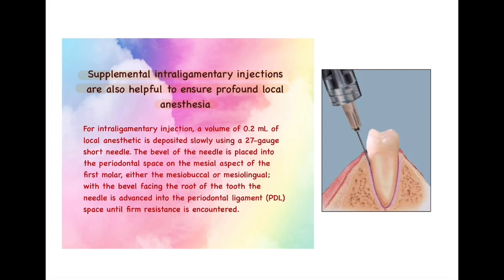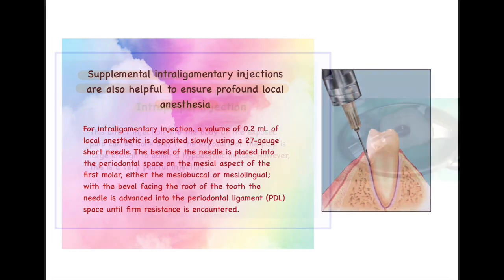Either we can use the mesiobuccal or the mesiolingual aspect, and the bevel should be facing the root of the tooth. In such a position, the needle is advanced into the periodontal ligament space until we experience a firm resistance, right? When the resistance is encountered, at that time we slowly deposit our LA. This technique helps to gain a profound anesthesia.